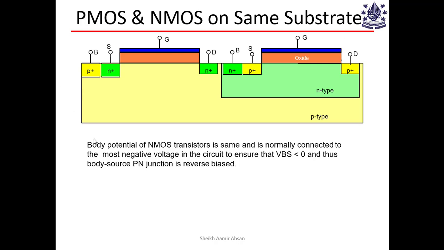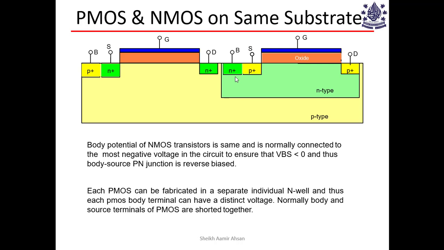So just to point out that the body potential of the NMOS transistors is the same. If we have multiple NMOSFETs in the same substrate, the body potential of all of them will be the same because the substrate is the same. Whereas for each PMOS, there is this advantage of fabricating each PMOS in a separate n-well, each one with its own body potential, each one with its own body contact. So you can apply a different body voltage for each n-well or each p-type MOSFET. Whereas in case of an NMOS, there is no such advantage because you can only have one body voltage.